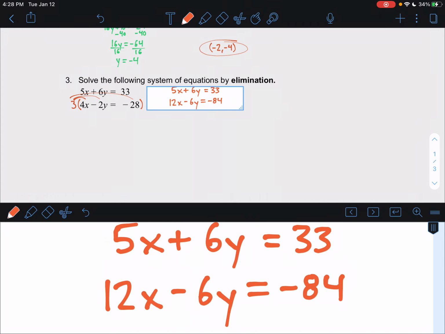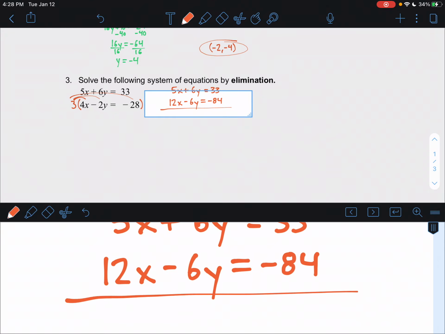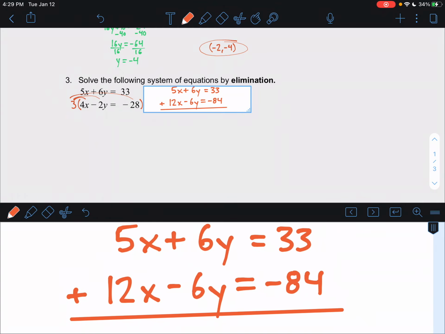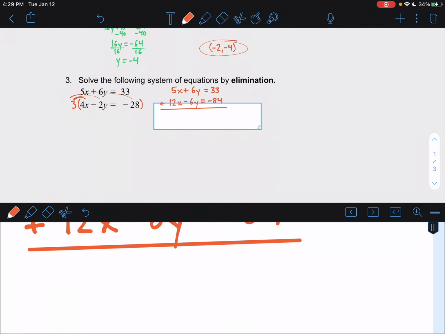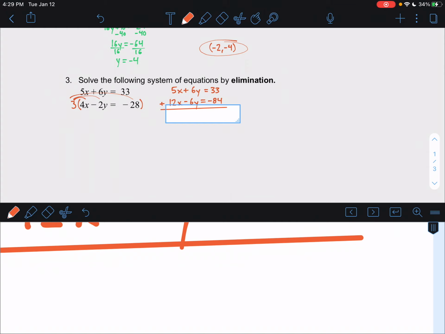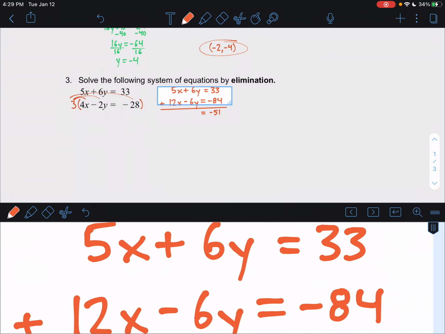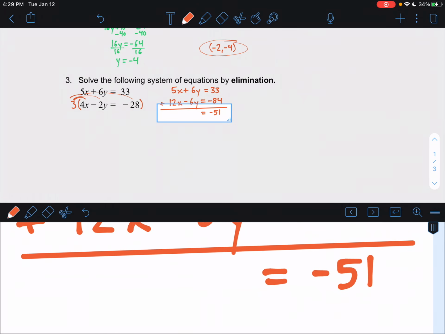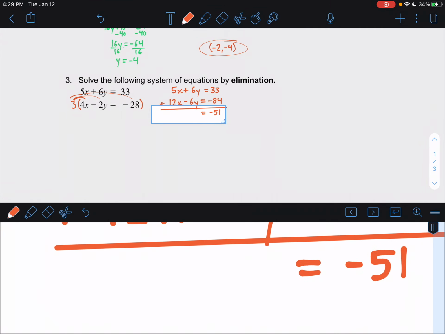So now that I multiplied everything by 3, I can see that this 6y and this minus 6y are going to cancel out when I combine everything. So let's see. I'm going to add both these equations together. So I have 33 minus 84 is going to be negative 51. I have my equal sign right there. 6y minus 6y, 0y, so just 0. And then 5x plus 12x is 17x. So I have 17x equals negative 51.